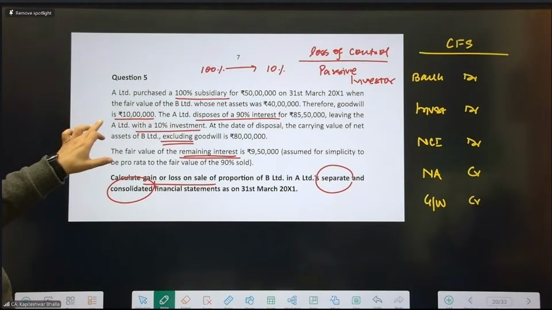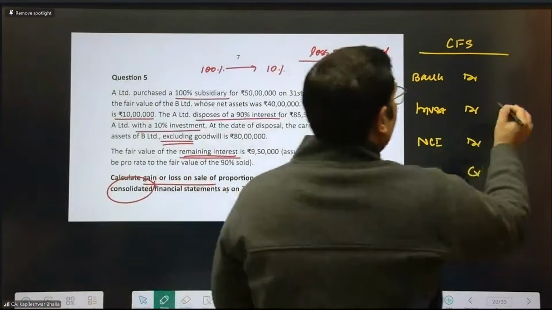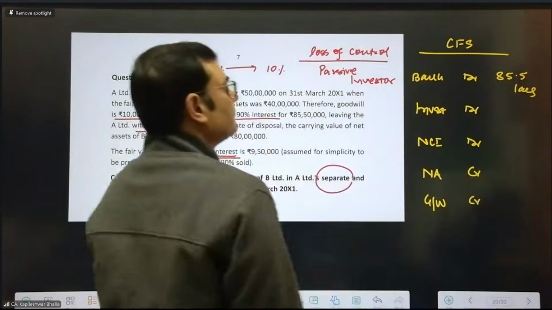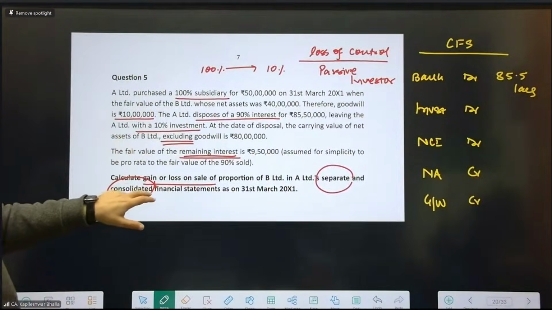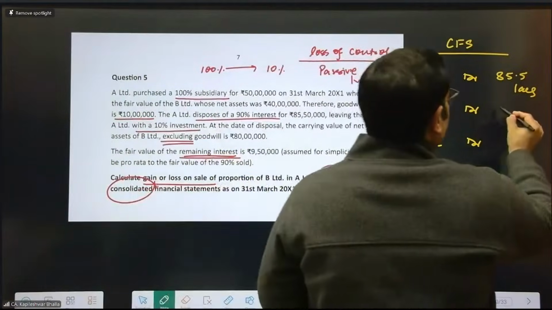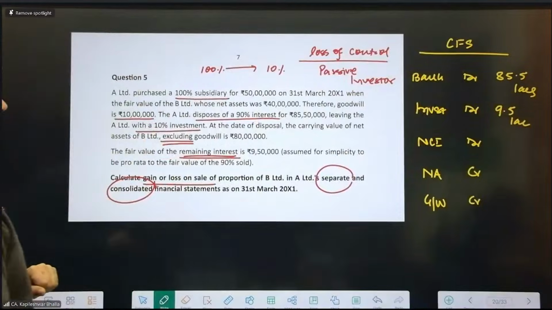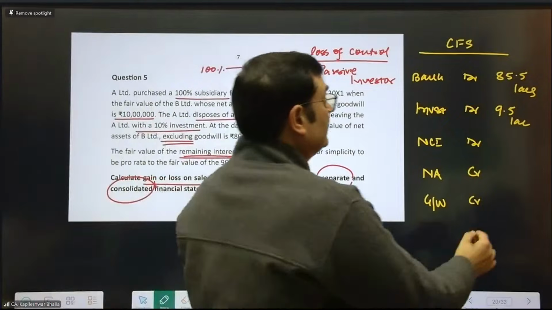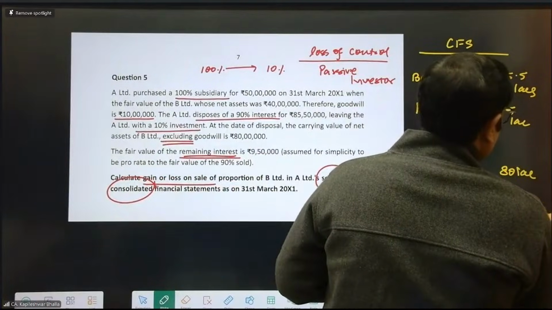What is the value at which investments have been sold? It says the investments are sold at 85.5 lakhs. The 10% investment which is retained has a fair value of 9.5 lakhs. And as far as the net assets are concerned, very clearly given, the net assets on the date of disposal are 80 lakhs. And goodwill is already given, that's 10 lakhs.